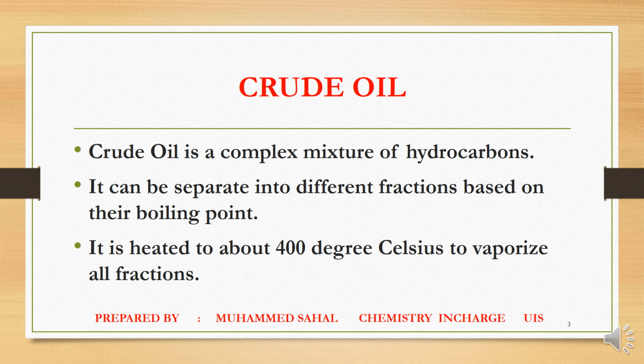This crude oil is a mixture of hydrocarbons. It can be separated into different components or different fractions based on their boiling point. This is possible by using a technique. That technique is fractional distillation. In the fractional distillation column, we take this crude oil and heat it to about 400 degrees Celsius to vaporize all fractions.